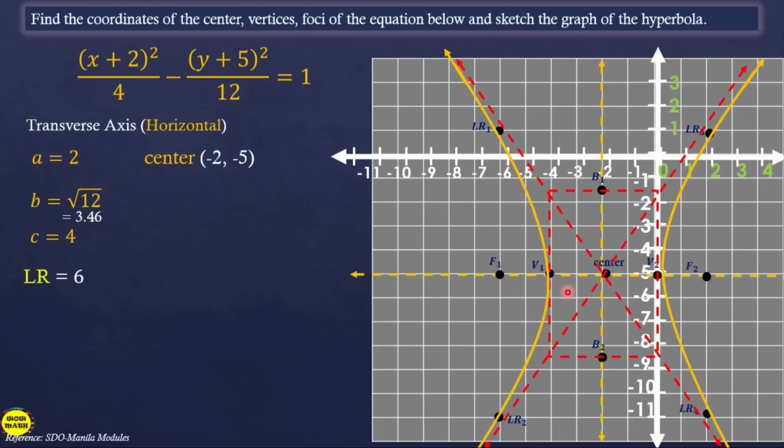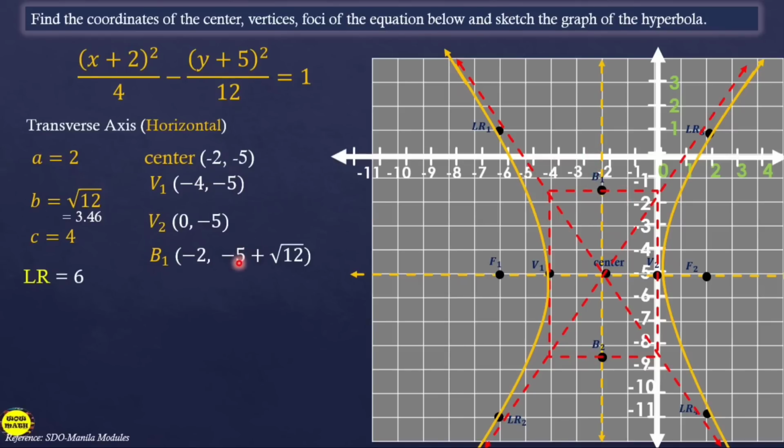Okay, gamit ang graph na to, makukuha natin yung coordinates ng vertex. Yung v sub 1 natin, asan yung v sub 1 natin? Ito. So that is negative 4, negative 5. Yung v sub 2 natin, that is 0, negative 5. Yung b sub 1, o yung co-vertex natin, that is negative 2. Pag kukunin natin to, what is this? 3.46.